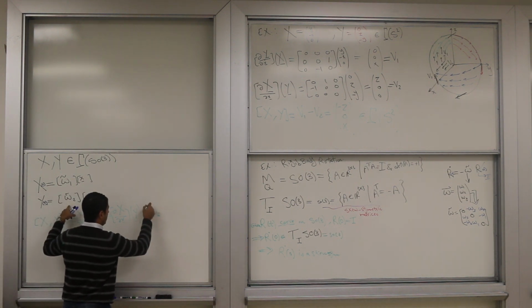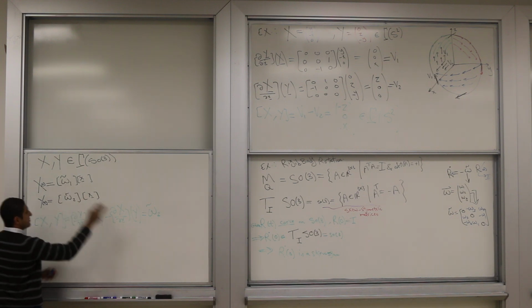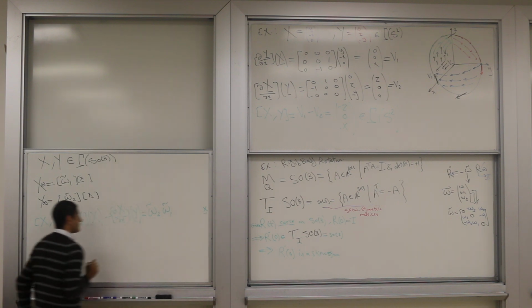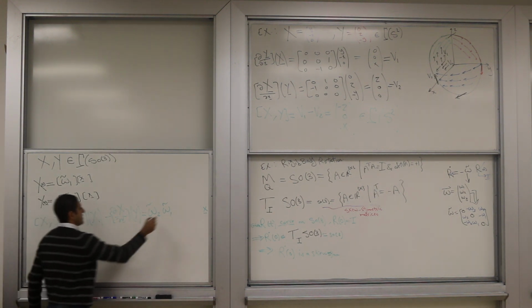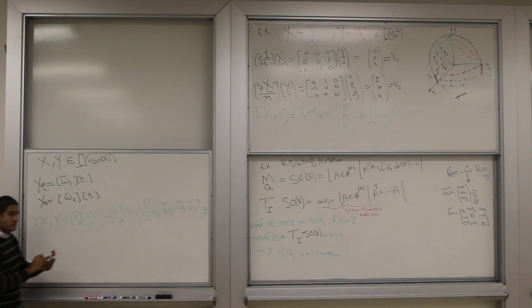Just bear with me for a minute, please. This is omega 2 tilde times large X. So this is omega 1 tilde times x. I'll put the x outside. Minus the other way around, so it will be omega 1 tilde, omega 2 tilde. Okay?